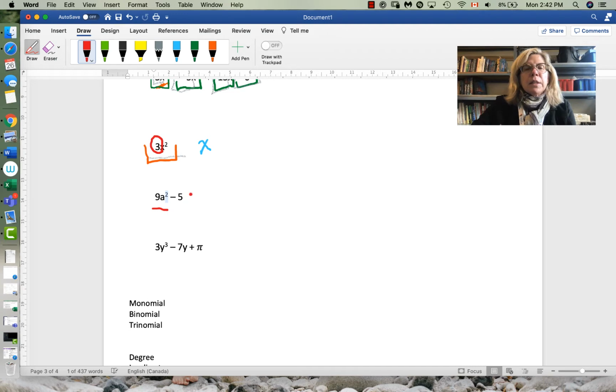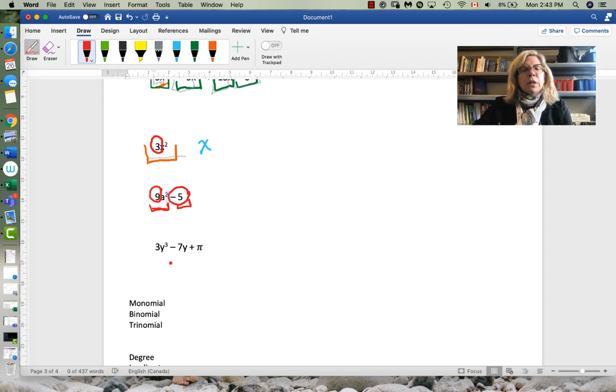In this case, there isn't a variable. This is called a constant. So the variable is the a, the coefficient is the 9, and the term is 9a squared, and minus 5 is the constant. How about in this one?